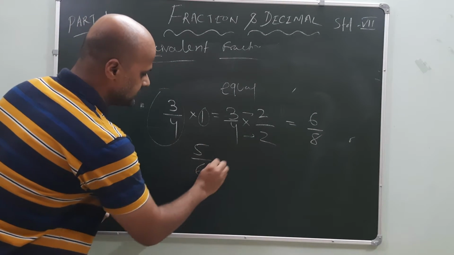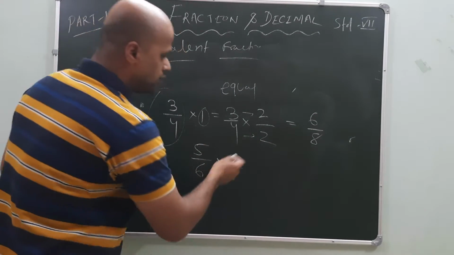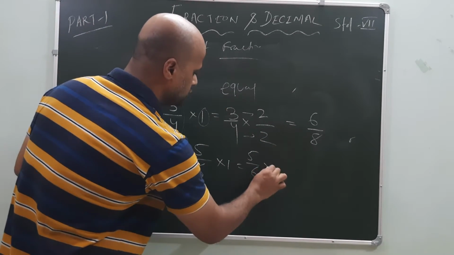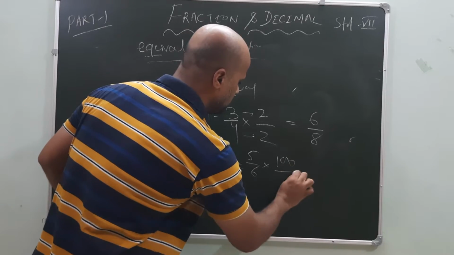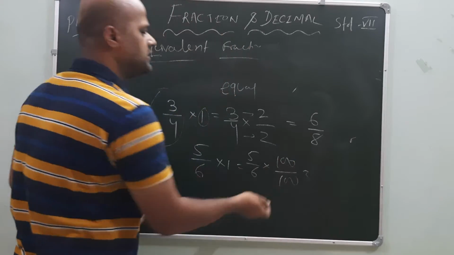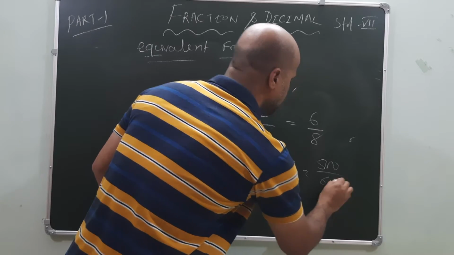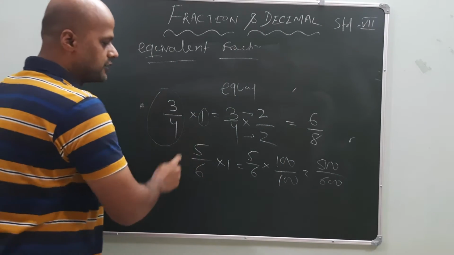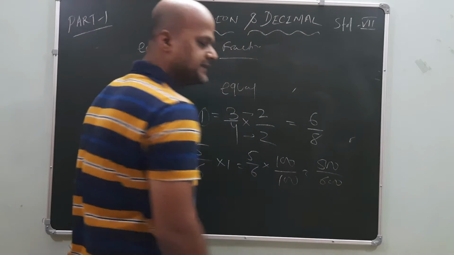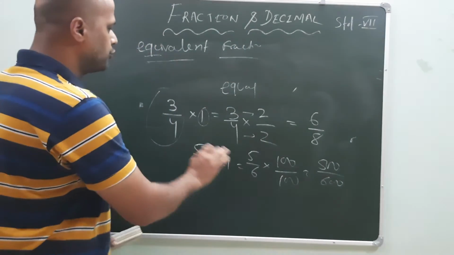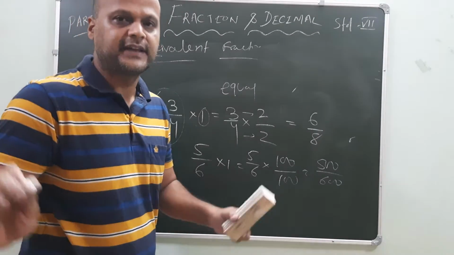5 by 6 into 1. So another equivalent fraction is what? 5 by 6 into, I can multiply here also, 100 by 100. So if I cancel it, that is 1. So 500 by 600. I will say that the equivalent fraction of 5 by 6 is 500 by 600 also. So don't make any confusion. You have to go step by step and you will get the answer correctly.